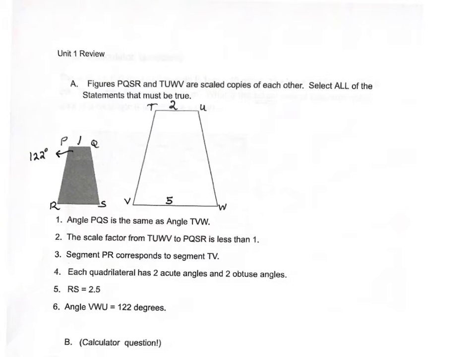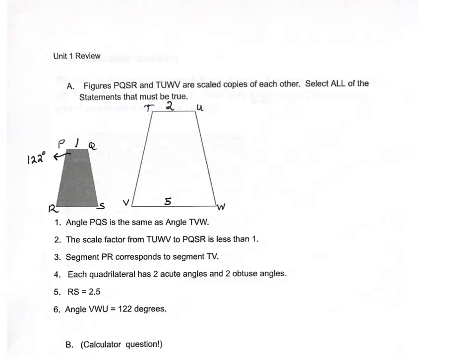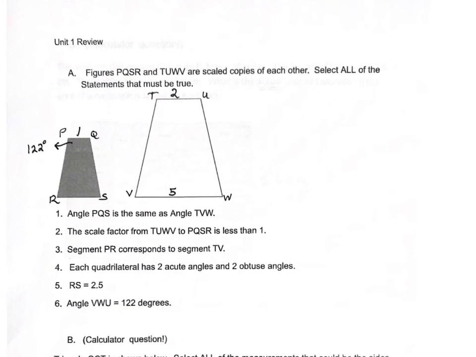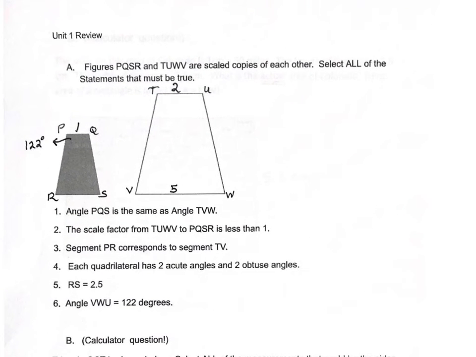All right, guys, here is the answer key to the unit review. We'll go through each of these questions one by one. First question says figures PQRS and TUWV, PQSR and TUWV are scale copies of each other. Select all of the statements that must be true.